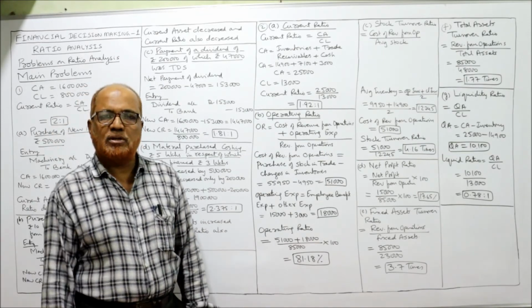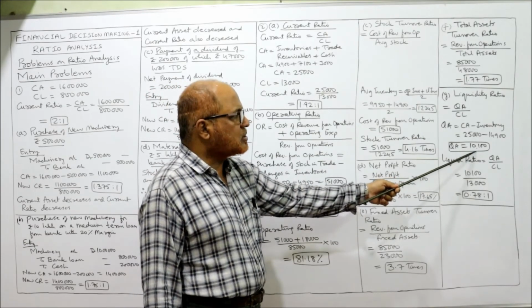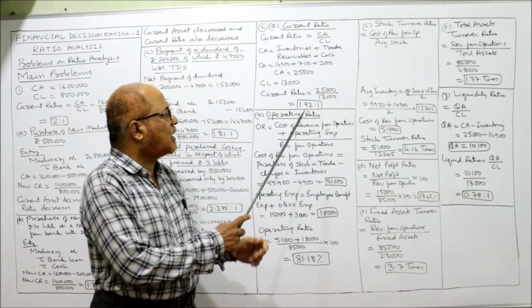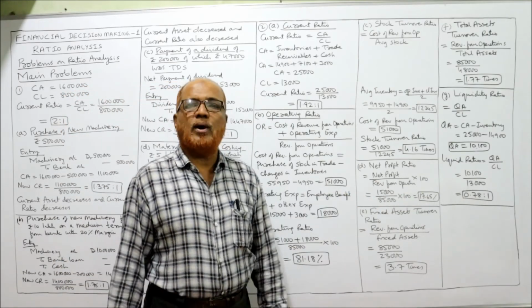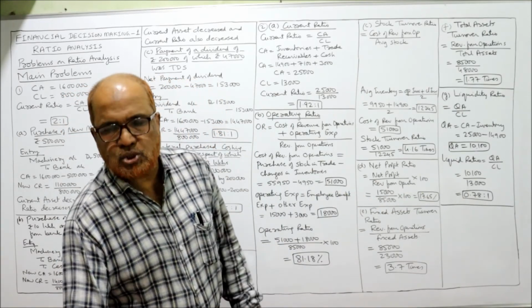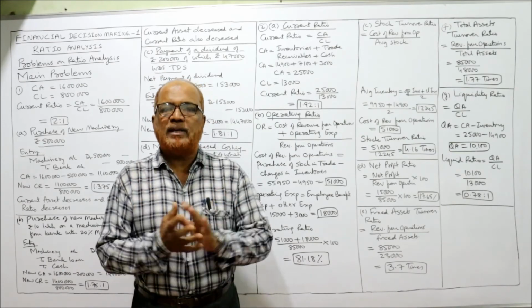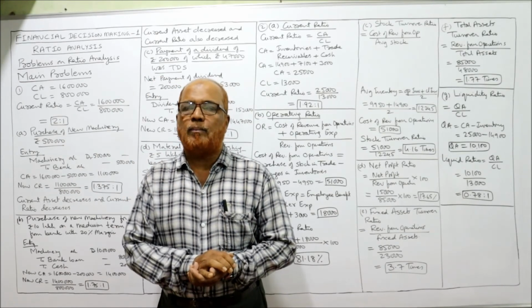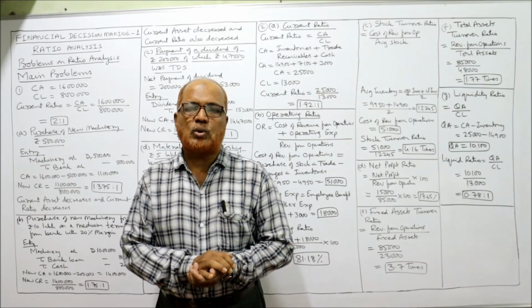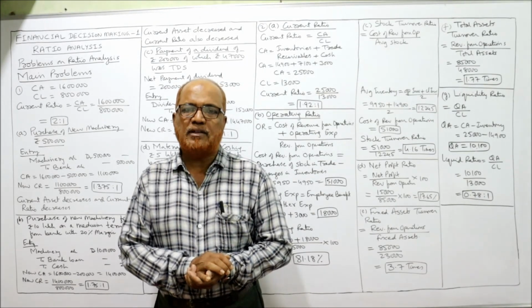Now substitute. Liquid ratio is equal to quick asset by current liability: 10,100 divided by 13,000, current liabilities 13,000. You'll get 0.78:1. This is the liquid ratio. So in this video, I have explained the first two main problems on ratio analysis. Inshallah, we will continue the next problem in the next video.